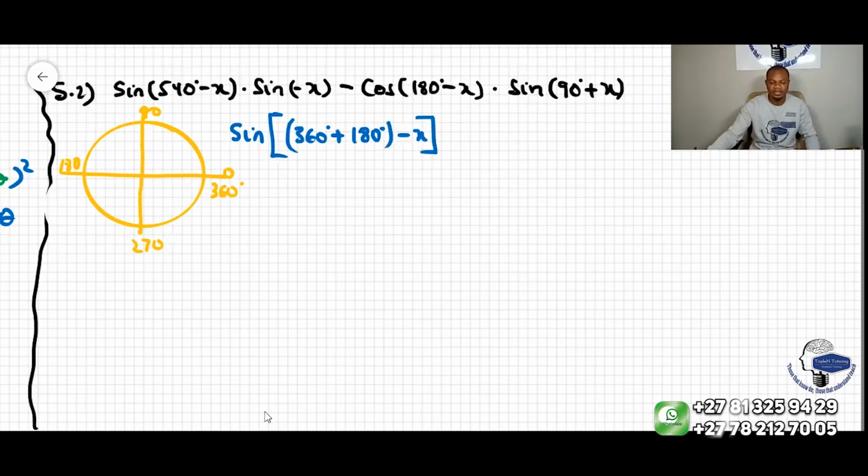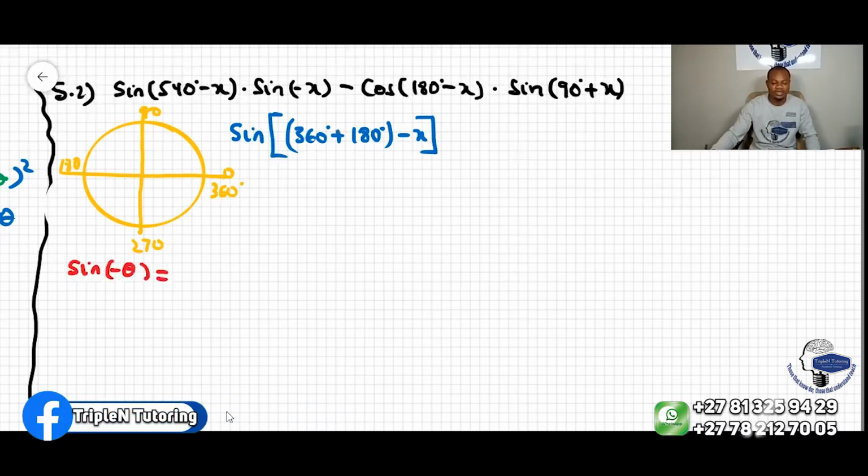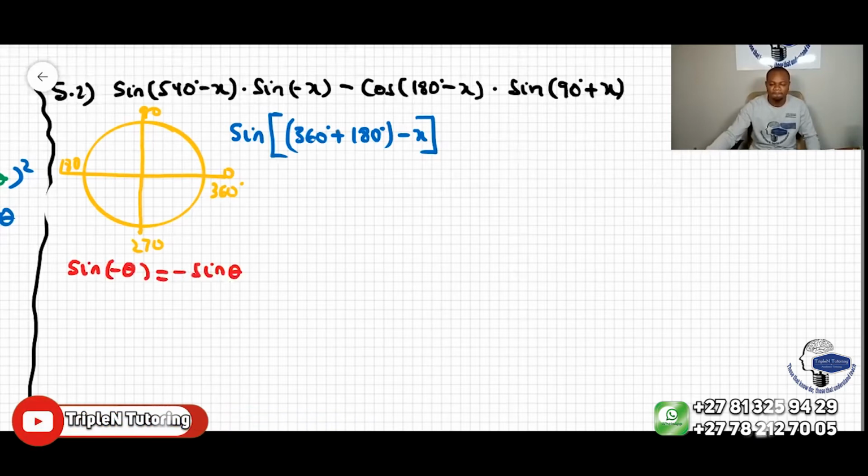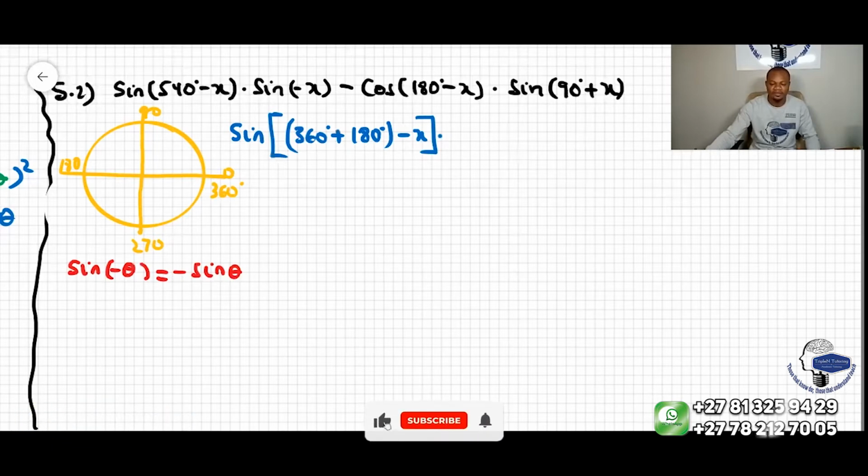Now the following trig term is sine of negative x. We do know that the property says sine of negative theta equals negative sine of theta. So this will be times negative sine x.